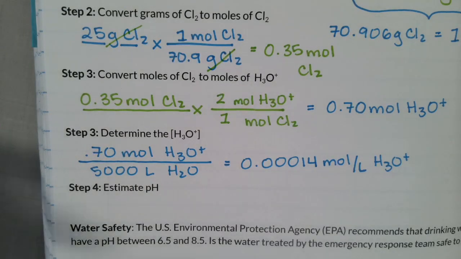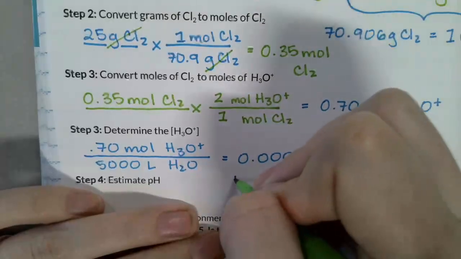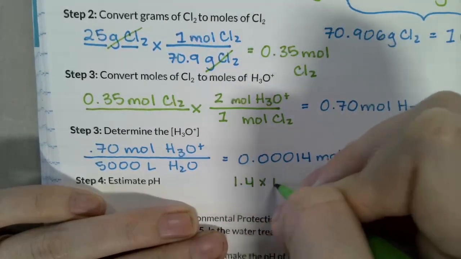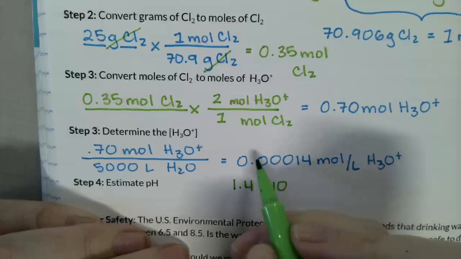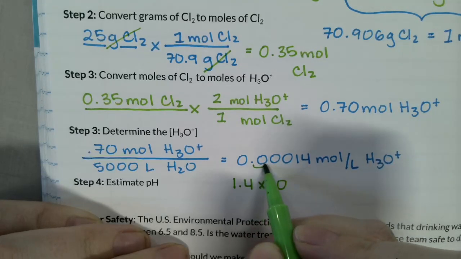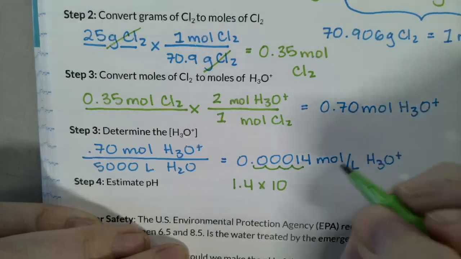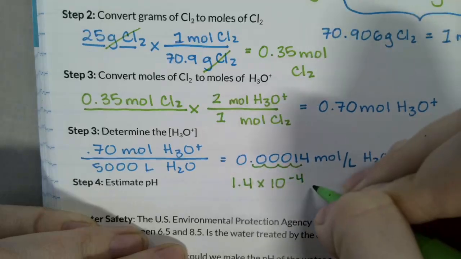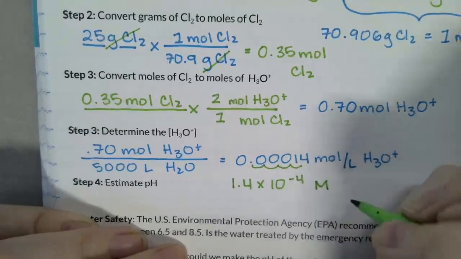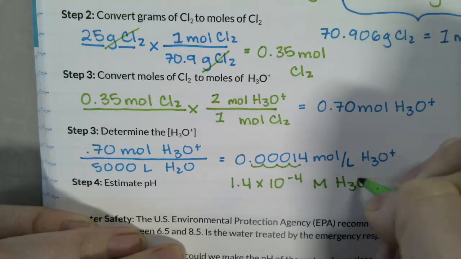Can you convert that to scientific notation to find out? Go ahead. Okay, so we're going to convert that. It's going to be 1.4 times 10 to the what? We're going to do 1, 2, 3, 4. Negative 4, there you go. Negative 4, and I'm doing capital M this time. It's the same thing as moles per liter. H3O+.